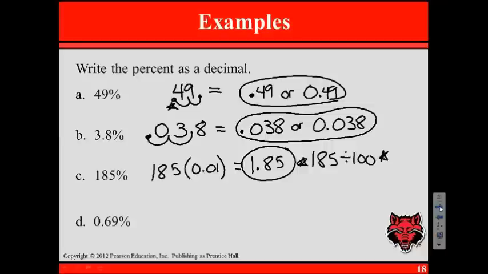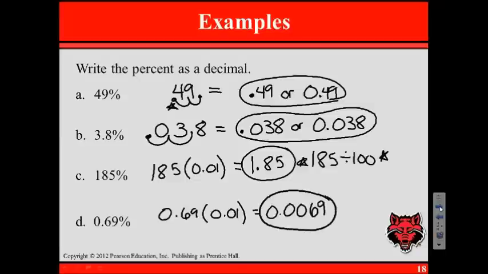And we have one last example. Let's take 0.69%, replace the percent symbol with 0.01. And when we multiply those two numbers together, we will get 0.0069. And again, the leading 0 in the ones place to the left of the decimal is not necessary, but it's okay if you include that in your answer.